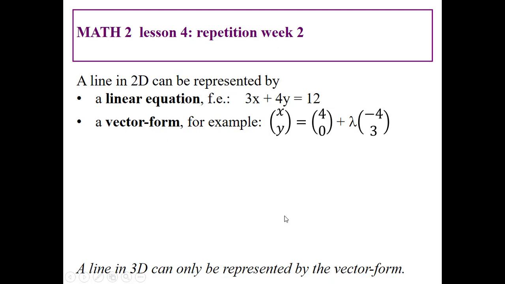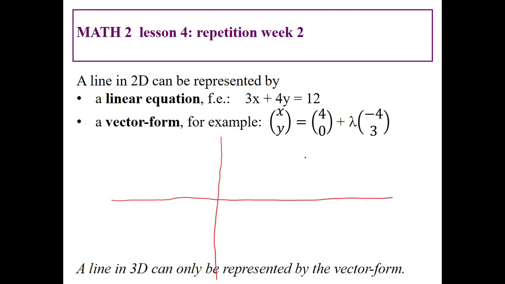If we see a line in 2 dimensions, then we can represent it in two ways. We can have a linear equation or we can have a vector form. Let's start with the linear equation. If we want to look at what line this linear equation represents, we just have to find two simple points on this line. So let's make a small x and y. Then we have 2 points.